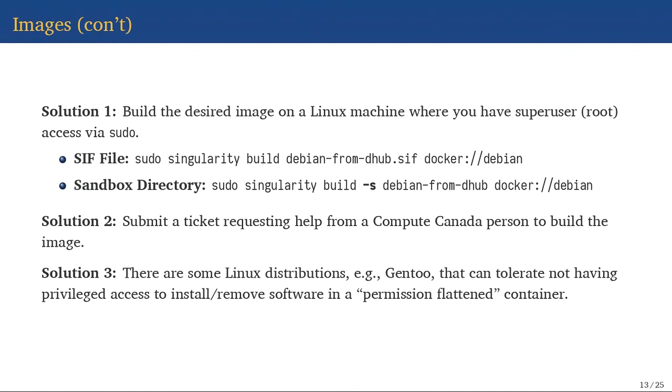You can submit a ticket to us requesting help from Compute Canada to build your image for you. To run stuff in the image, you don't need special privileges. You only need that, in some cases, to build your image. And the third option is you can get away with using some distributions that can tolerate not having privileged access to install software in a flattened environment, and I'll show you some of that today. That said, for many that will be too complicated. Submitting a ticket asking for help will be the best solution of these.